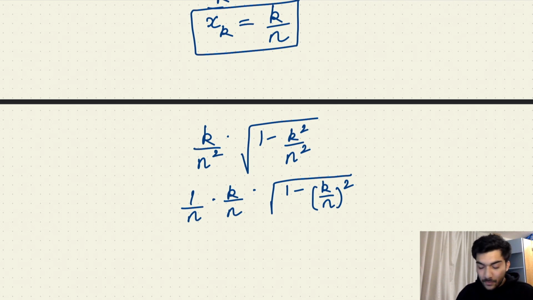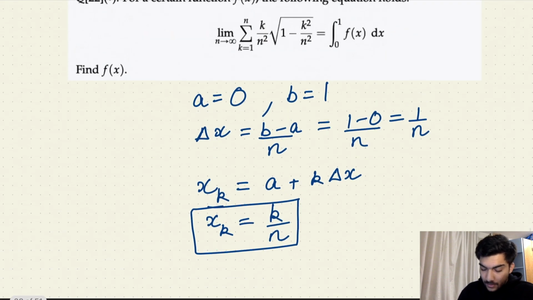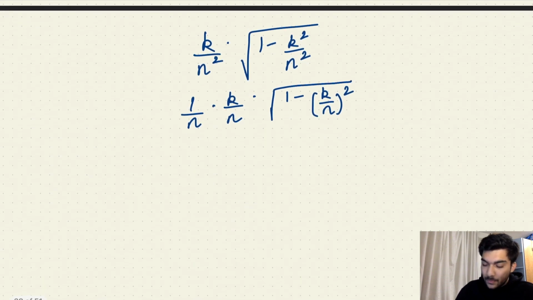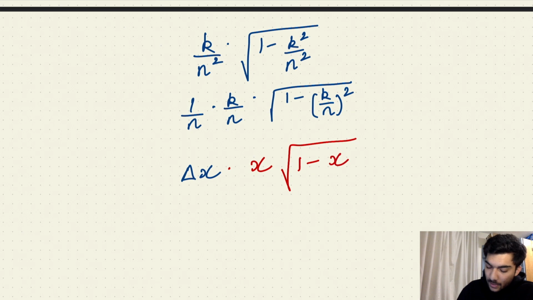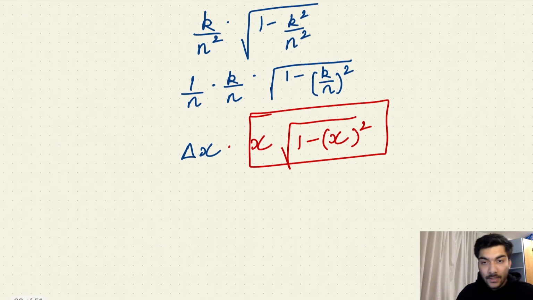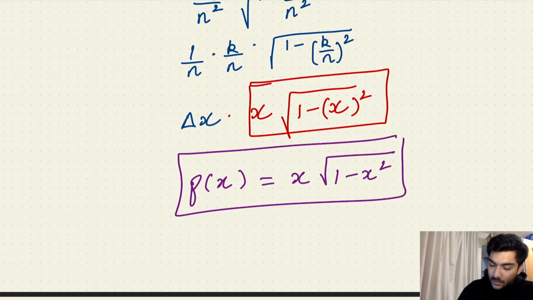Now I have to replace every occurrence of k by n with x in order to get to the final function, and I also know that my 1 by n is delta x, because delta x is 1 by n. So based on everything given, I'll write the answer, which is delta x times k by n changed to x, and 1 minus k by n square changed to x square. And this is my final function. So my f of x in this case is x times the square root of 1 minus x square. And that's it, the question is solved.